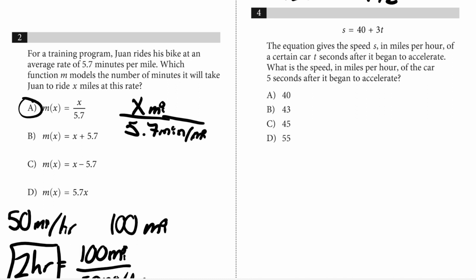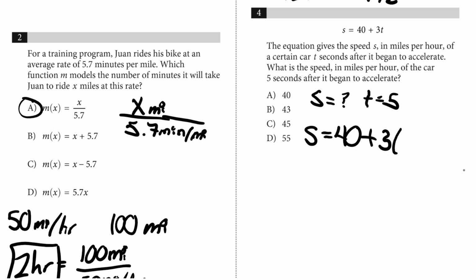The equation gives the speed s in miles per hour of a certain car t seconds after it began to accelerate. What is the speed in miles per hour of the car 5 seconds after it began to accelerate? What they're asking for here is the value of s when t equals 5. So all we need to do is plug in 5 for t, and that's going to give us our answer. s equals 40 plus 3 times 5.